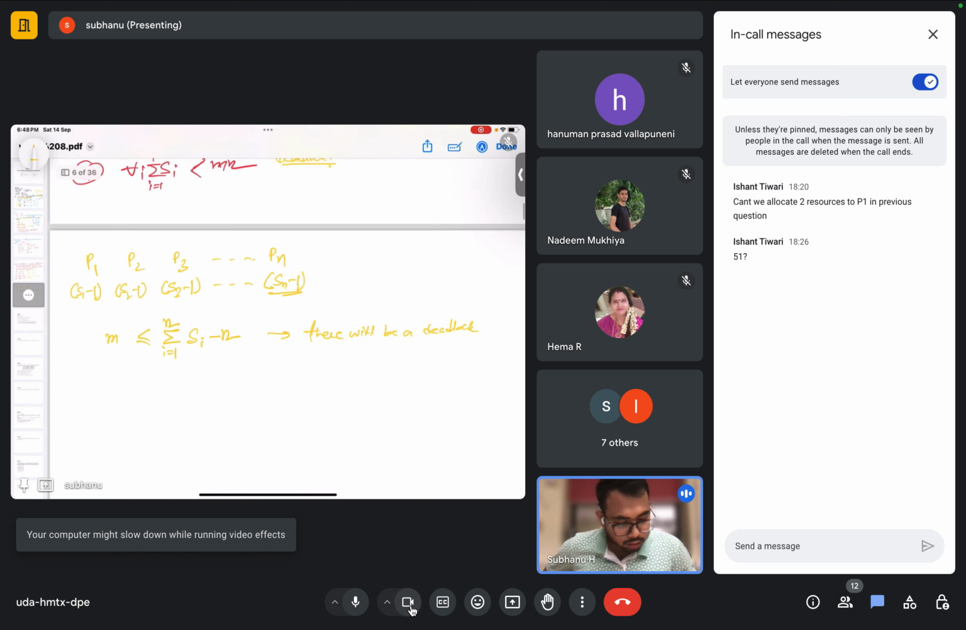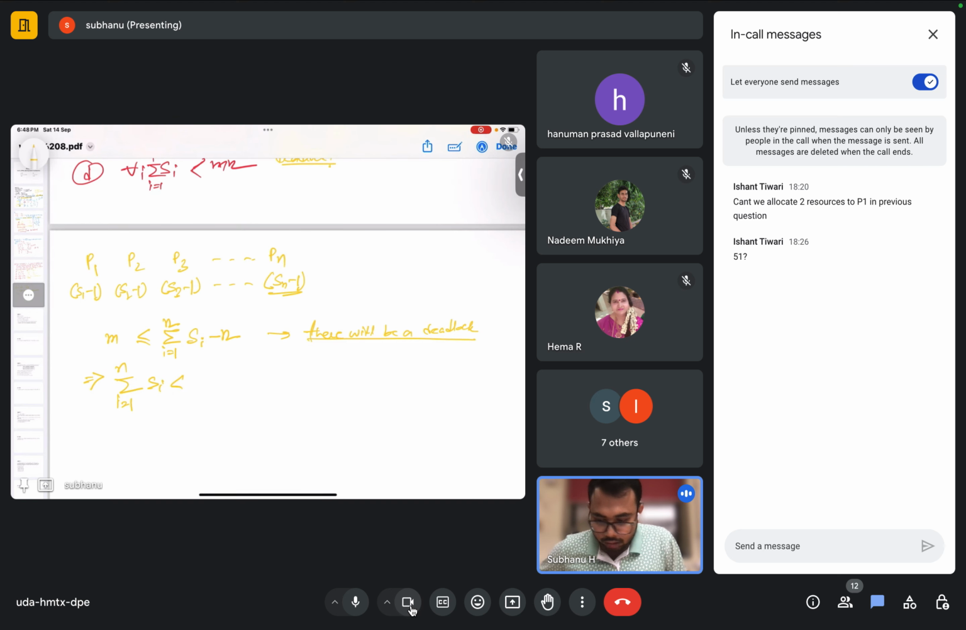So where were we? This was the thing: there will be a deadlock if this was the case. Otherwise, if sigma i equal to 1 to n of Si is less than m plus n, this will be the minimum number of cases which ensures that deadlock will not occur.